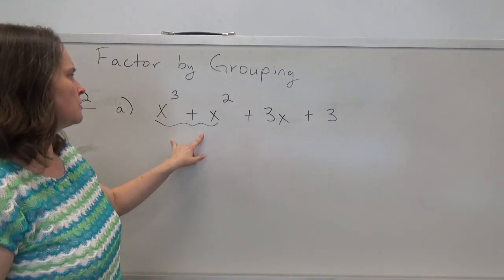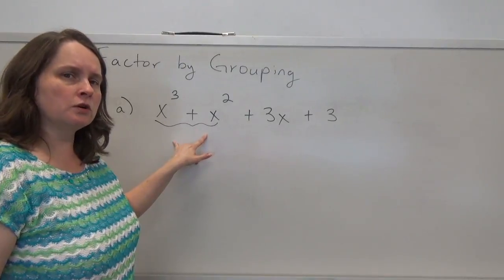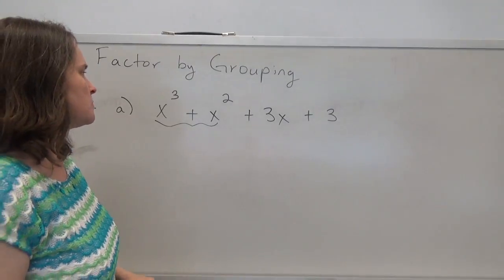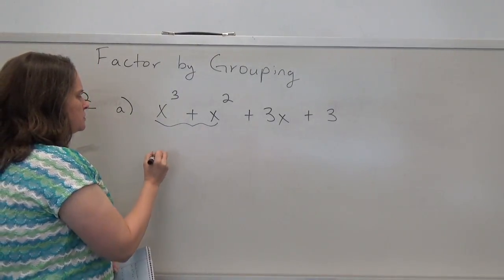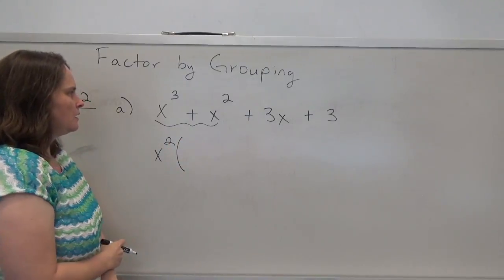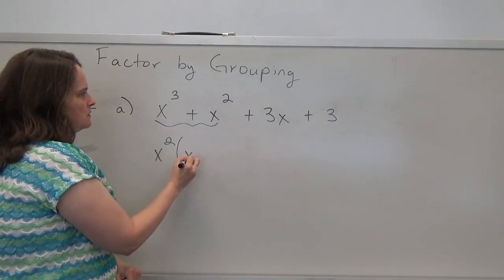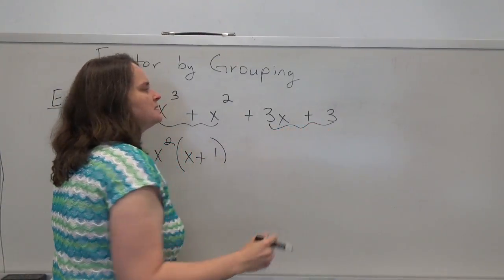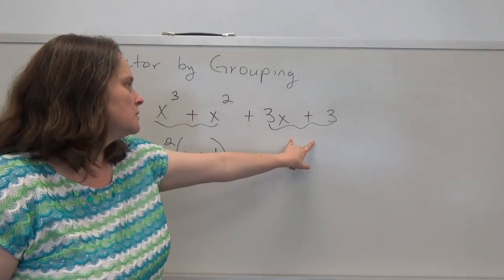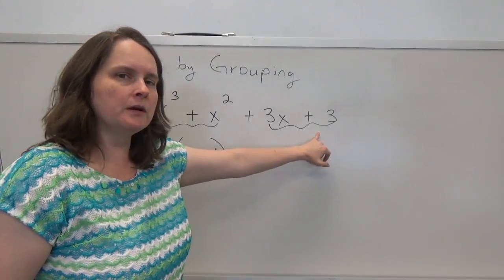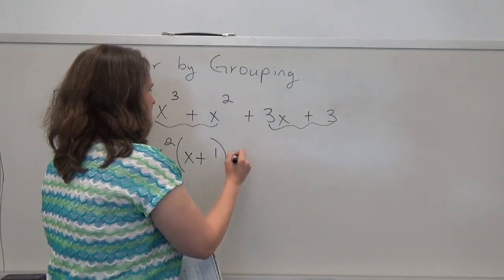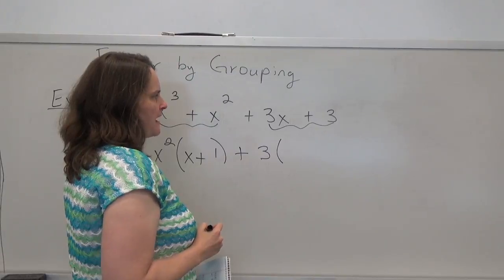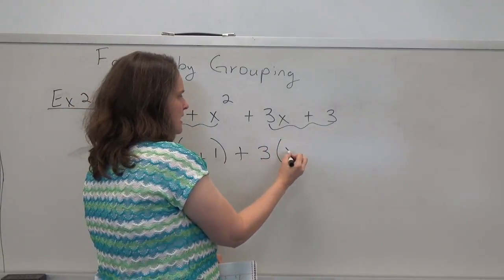Looking at the first 2 terms, what do those 2 terms share? Well, they have an x squared in common. So we can factor x squared out as if it's the GCF of just the first 2 terms. That leaves me with x plus 1. Now let's do the same for the last set of terms down here. So these have a common factor of 3. Because this is addition, I'm going to say plus. I'm going to pull this 3 out. And then if I factor the 3 out of these 2 terms, I'm left with x plus 1.